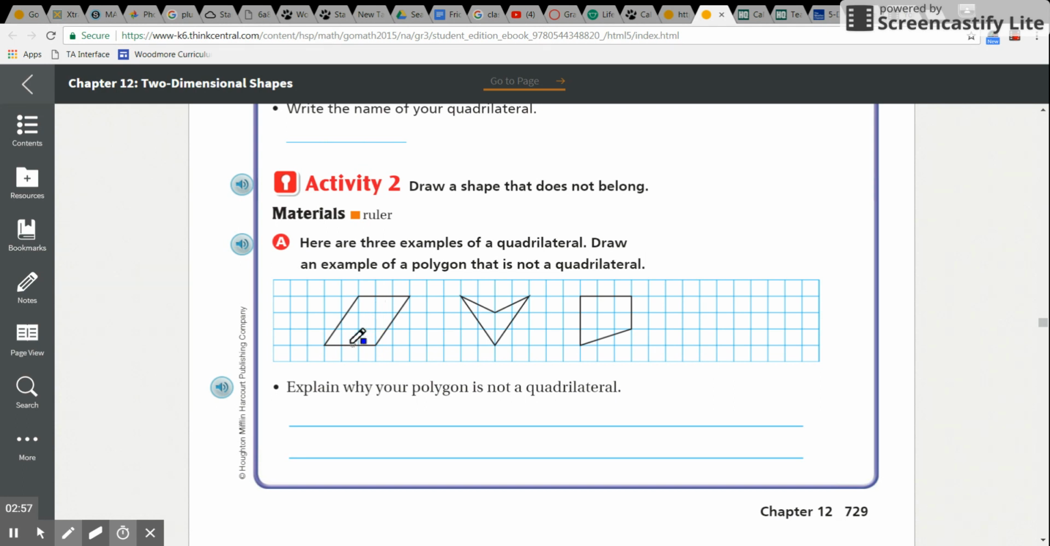So here we have, it looks like a rhombus or a parallelogram, one of the two. We have an irregular quadrilateral, and then we have a trapezoid. I can see that these two sides are parallel, therefore it makes that a trapezoid. So I need to draw something that's not a quadrilateral. So go ahead and press pause, draw something that's not a quadrilateral over here, and then explain in a sentence why it is not a quadrilateral. Press pause and draw it and answer it. And then when you're done, press play, and I'll show you what I did.